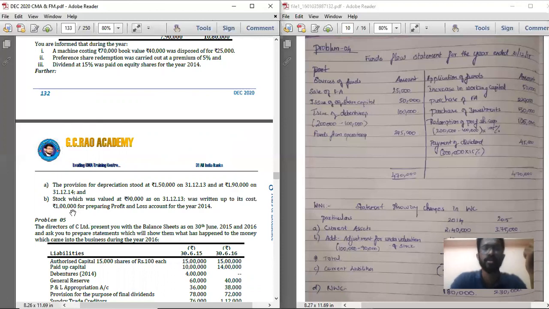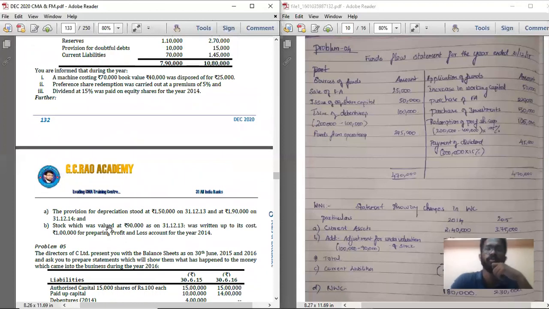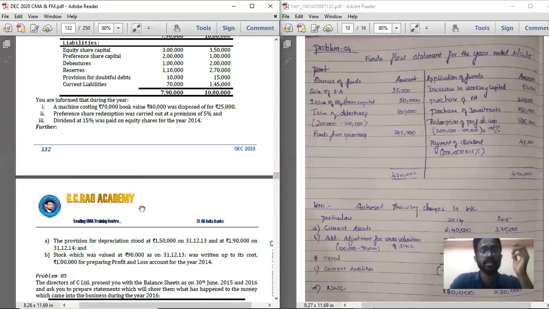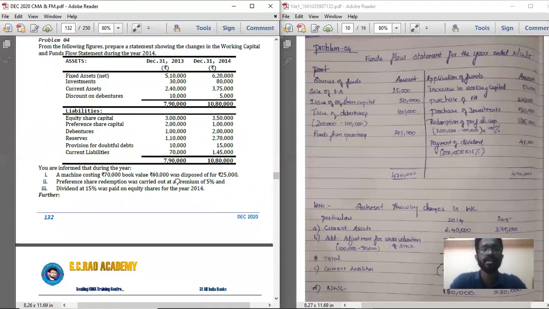Now closing stock is valued at 1 lakh. So in current assets, there is an increase of 10,000. On the other side, when there is an increase in current assets, when your closing stock is going up, your P&L will automatically go up. So you should take it to the P&L adjustment account. We'll see all these entries in the solution.